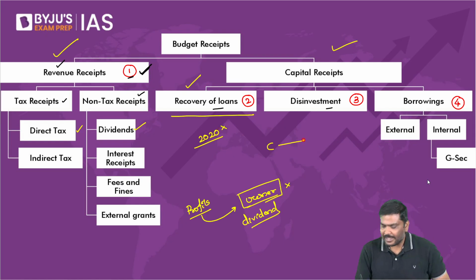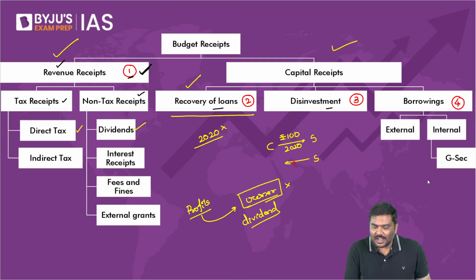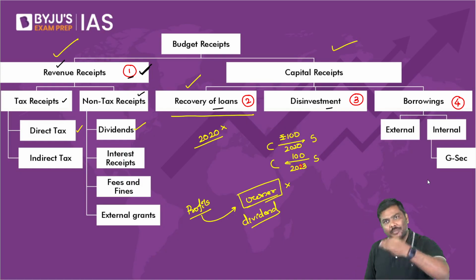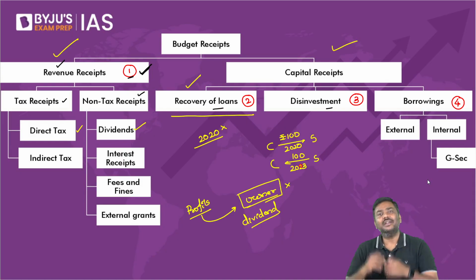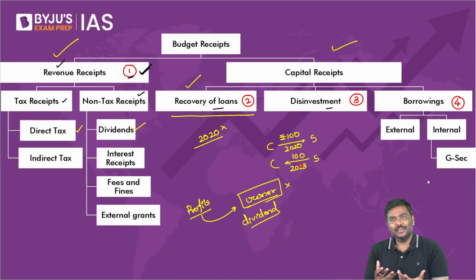The center will give 100 rupees to the state back in 2020. And the state government will return this 100 rupees to the central government in 2023. So where is the liability on the central government? You tell me. Where is the liability on the central government? You please enlighten me. Early morning, please enlighten me. There is no liability created.